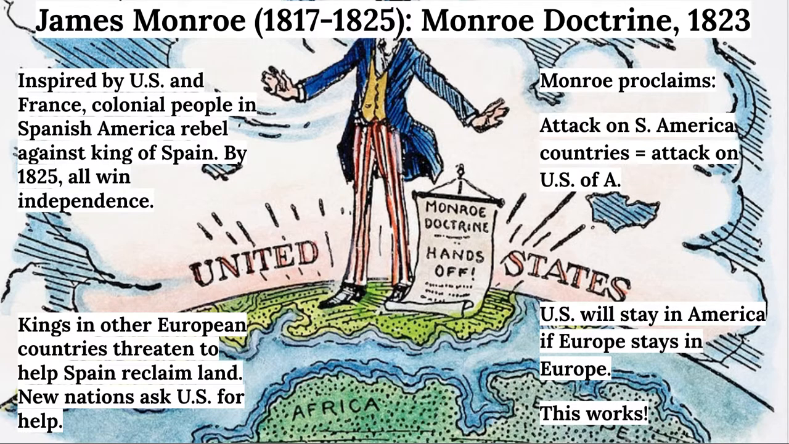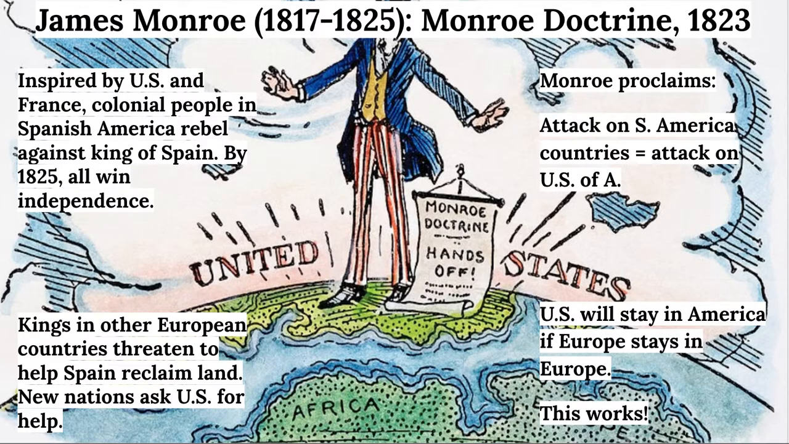Well, by 1825, all of the land in South America has overthrown the king and is free and independent. But earlier in Monroe's term, say around 1820, many of them had won independence. Kings in other European countries threatened to help Spain reclaim this land. So we're talking about, maybe from Germany, etc. They're going to come and support Spain in taking this land back. Well, those new nations in South America ask the United States for help.